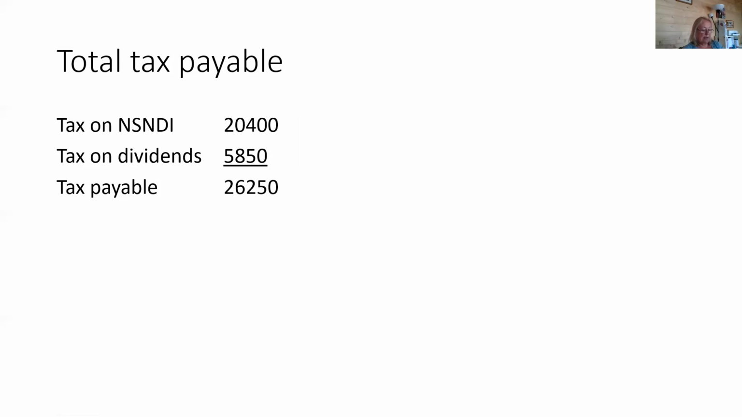So the total tax payable here is 20,400 plus 5,850, so his total tax payable is £26,250. Now, if he had already paid any tax, he hasn't, the question doesn't tell us that, but if, say, some of that income had been from salary and he'd been paying pay as you earn on it, then to find out how much he would now owe HMRC, you would take off any tax that had already been paid to get his final tax liability. Any tax that he'd already paid would reduce that amount.